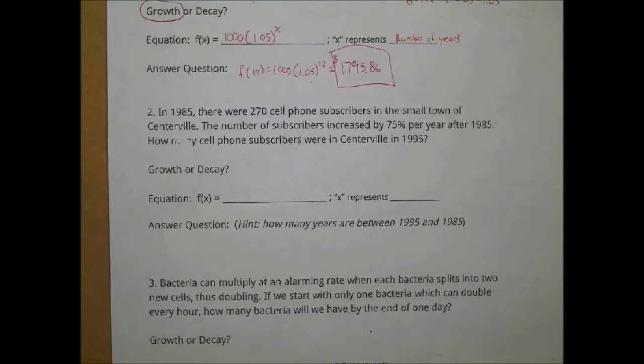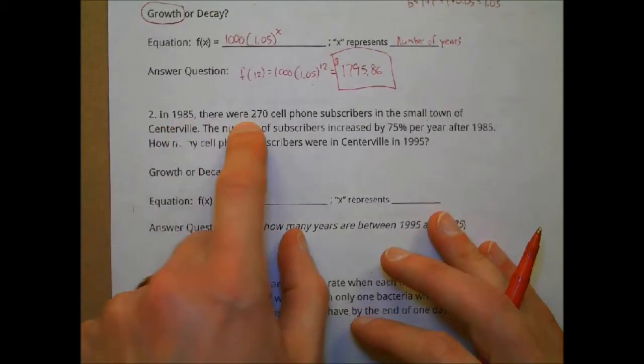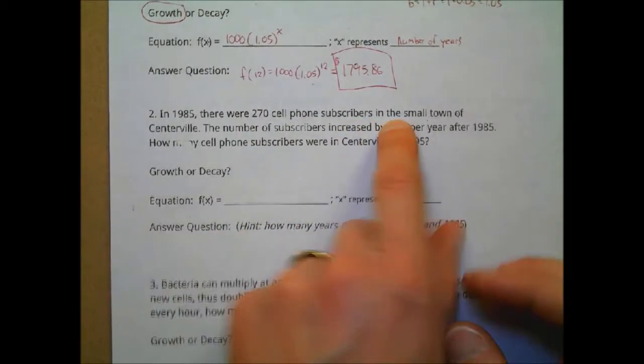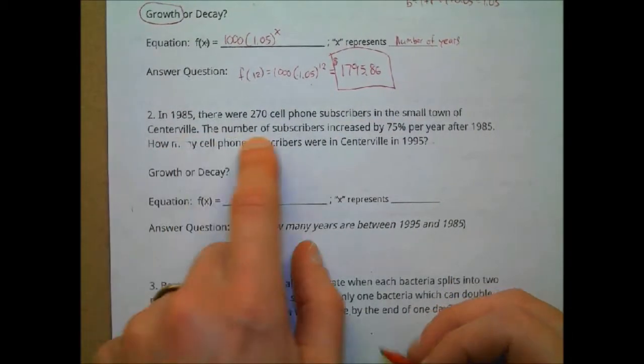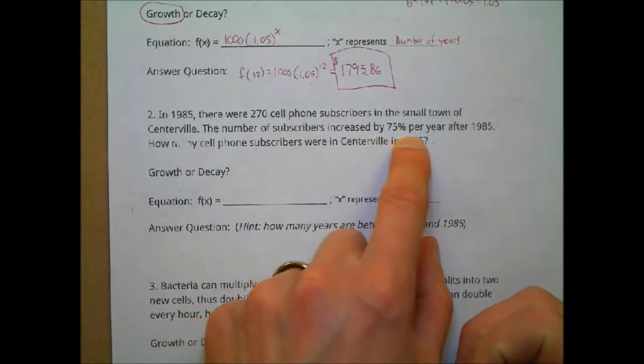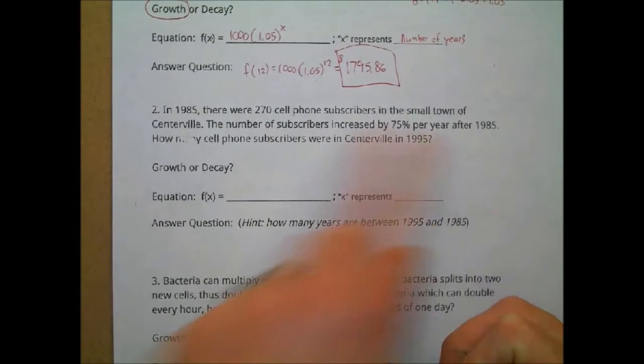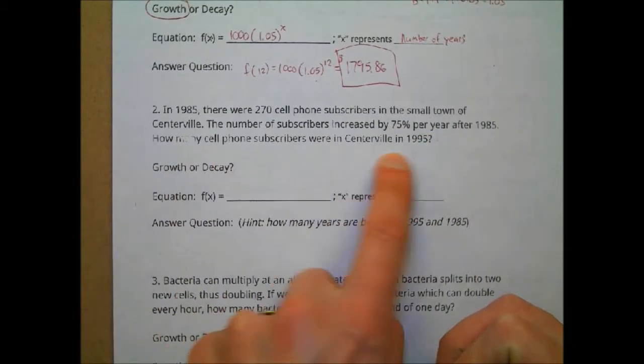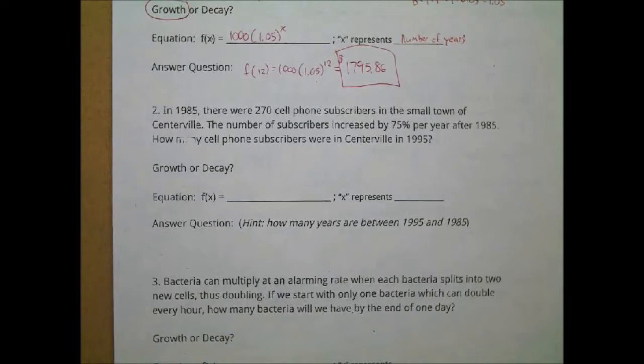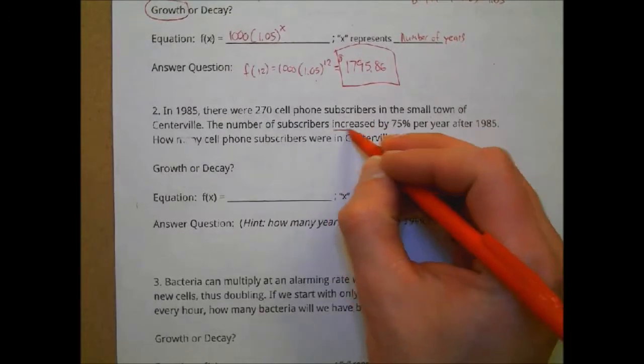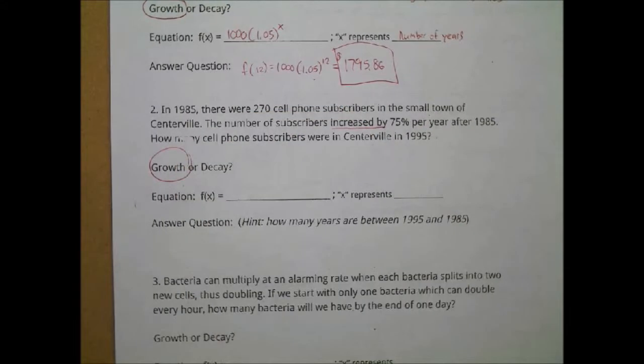In 1985, there were 270 cell phone subscribers in the small town of Centerville. The number of subscribers increased by 75% per year after 1985. How many cell phone subscribers were in Centerville in 1995? Okay? So is this a growth or a decay here? Jackson, how do you know growth? What clued you in there? Because it increased by 75%. Increased by. So we got a growth. Exactly right. Okay. Very good.